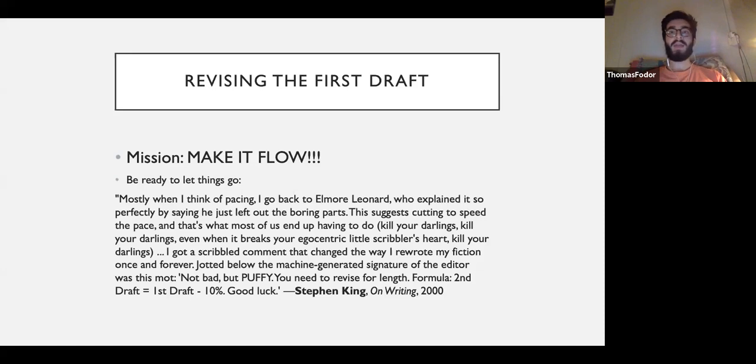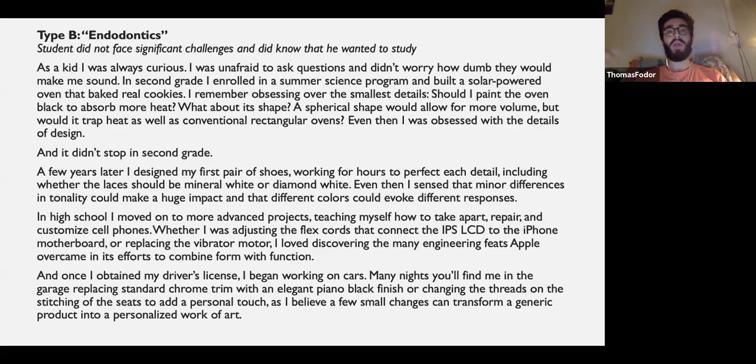So with that in mind, the idea that we are going to have to let things go, we're going to have to make it flow, we're going to have to spend time revising and sending this out to other individuals, let's look at what this looks like. Now, before we do that, I think we need to look at both essays, and we need to observe two things about these essays.